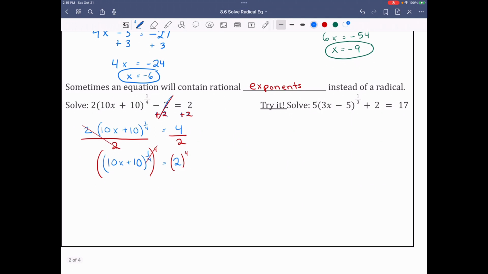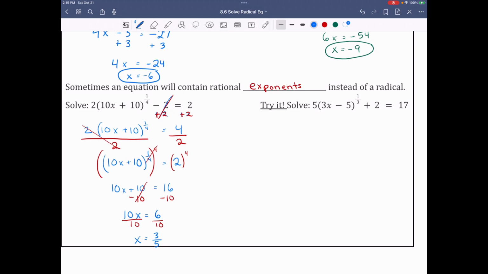From here, I'm just left with 10x plus 10, 2 to the 4th power. 2 times 2 is 4, times 2 is 8, times 2 is 16. Now it's just a simple 6th grade equation. So we're going to subtract 10 from both sides, this cancels. You can get 10x equals 6. Divide both sides by 10, and then we'll reduce our answer. That reduces to 3/5.